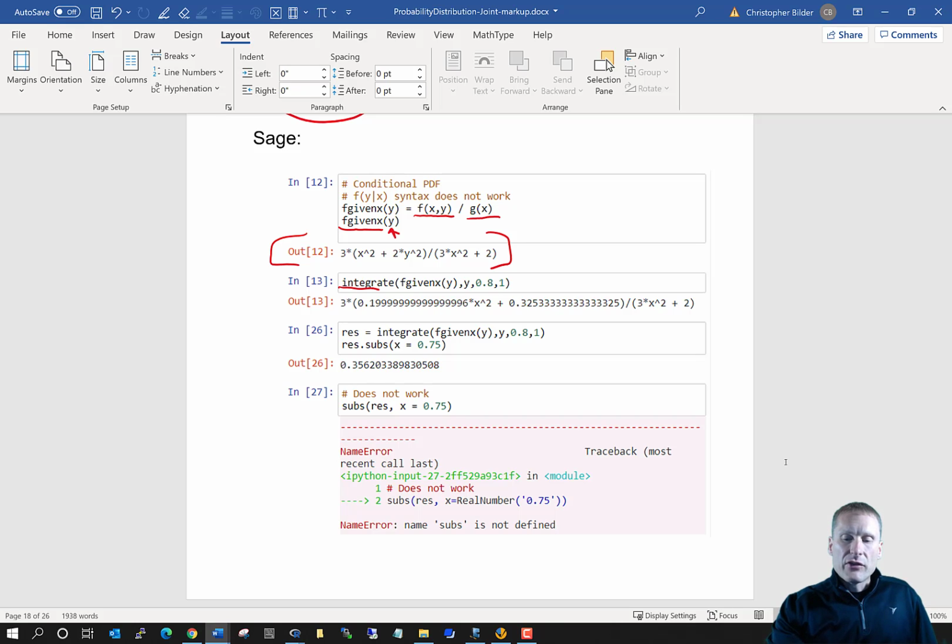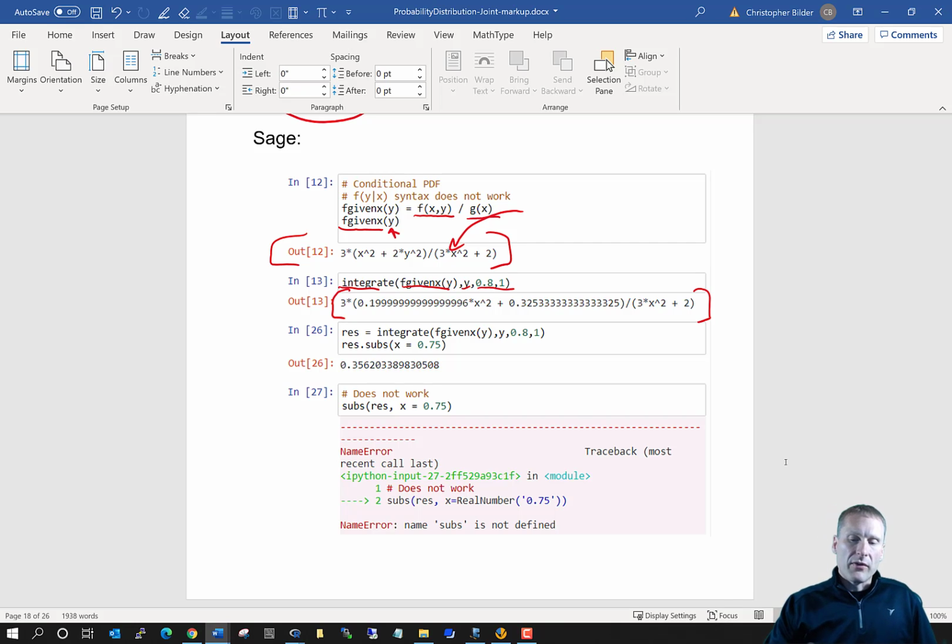So if I integrate my function over y from point A to 1, this is what I get. Now notice here though, Sage leaves us in terms of what x is, because we're saying given a particular grade, given a particular value of x, but we haven't specified what that particular grade is. How can you do that? Well, if you want to, you could just simply put in 0.75 in there for x.